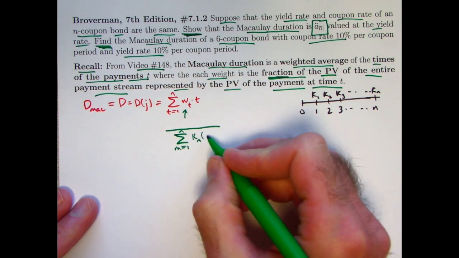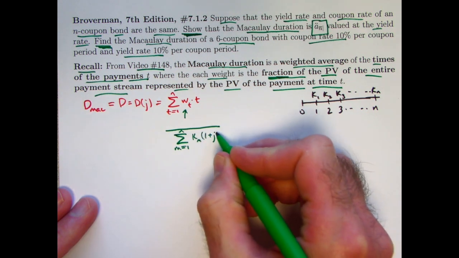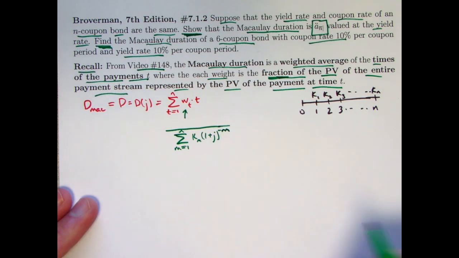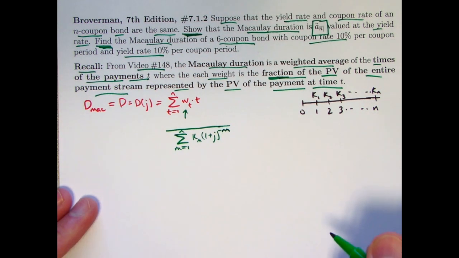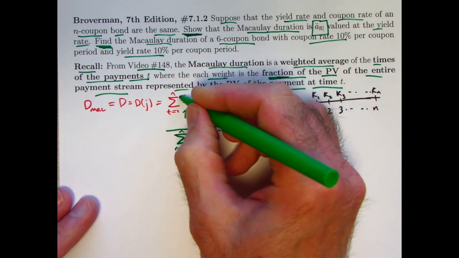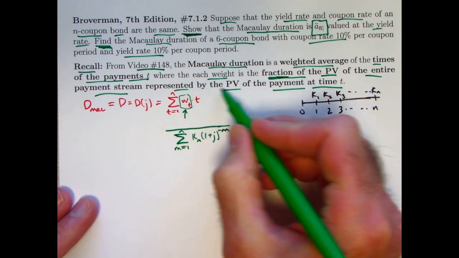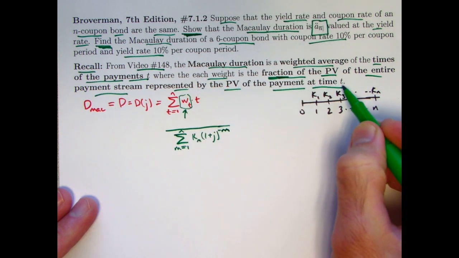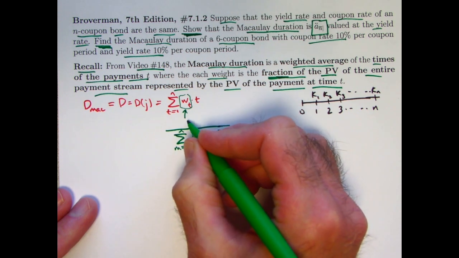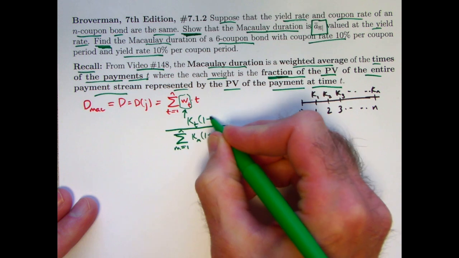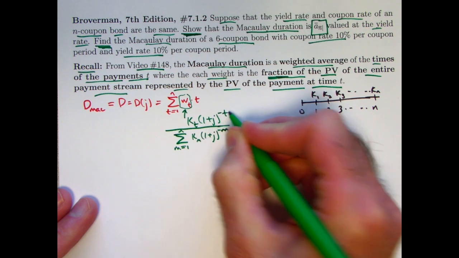I could also write 1 plus j to the negative m as your present value discount factor that you need to multiply km by. And in the numerator, I want to use the particular time t. I want to discount the present value of the payment at time t back to time 0, so I want to write kt times 1 plus j to the negative t.